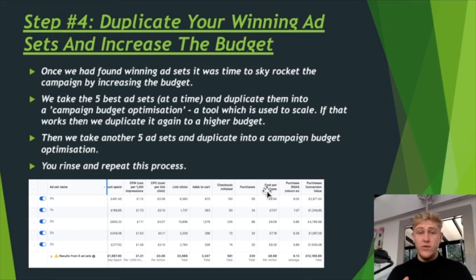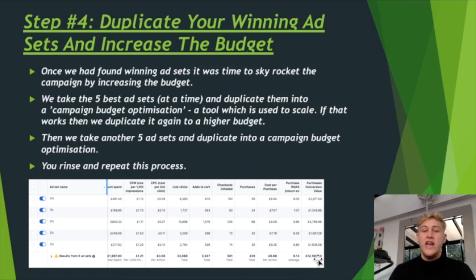So once we had found the winning ad sets, it was time to just go freaking ham. We take the best 5 ad sets that have worked and we duplicate them into a new tool that Facebook have rolled out called Campaign Budget Optimization, which really allows you to scale because you can put lots of budget into it and not run through the audience, because you can have bigger audiences as you want. And as you can see, that worked very well. 1,000 spent, 12,000 made back.